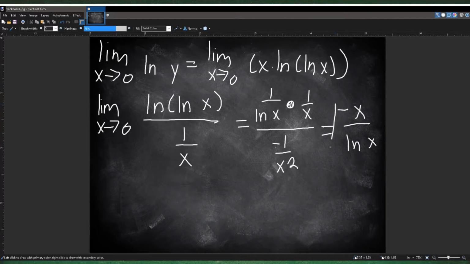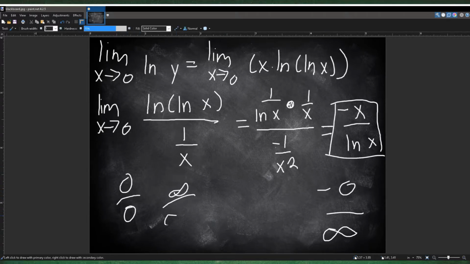So is this an indeterminate? Well, we just need to plug in 0, right? Because x approaches 0. So we have negative 0 all over ln of x. So ln of x, where x is 0, goes to infinity. This might seem like an indeterminate, but it's not. The only indeterminate forms are 0 over 0 and infinity over infinity, right? Well, there's 5 others, but these are the general ones.